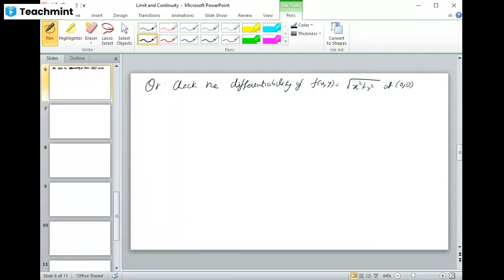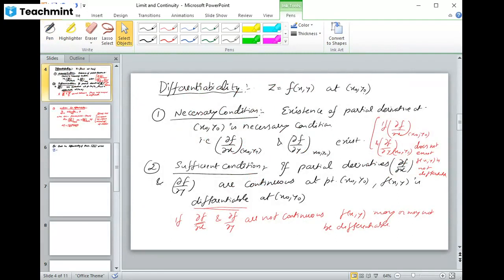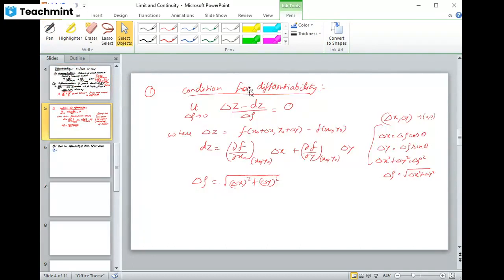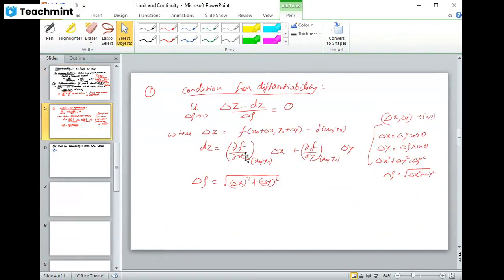Okay, so we want to check the differentiability of the function at the point (0, 0). What we have discussed is how to check the differentiability of a function. Even with the help of this condition, we can check the differentiability, because in this particular case it may be possible that the partial derivatives are not continuous, but your function is differentiable. So basically, with the help of this condition only, we can conclude whether your function is differentiable or not.